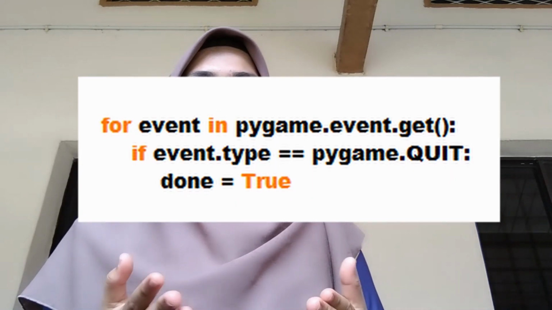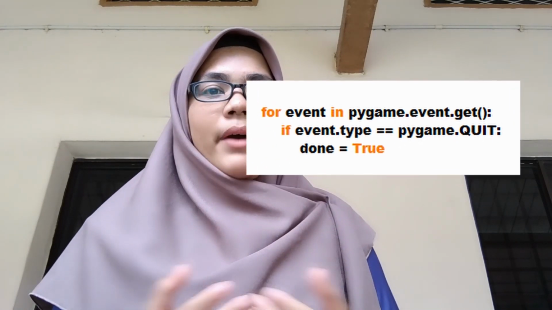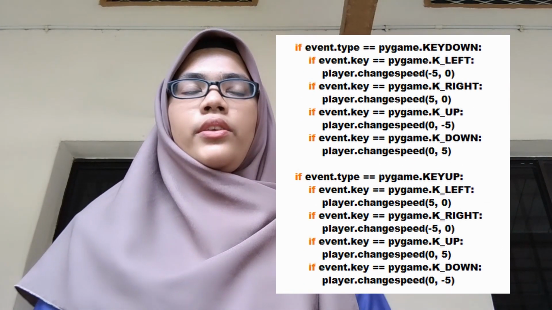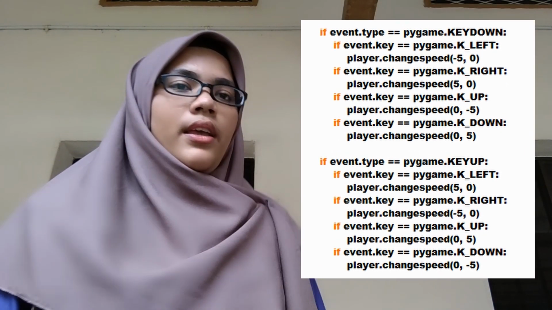Hi, Assalamualaikum. My name is Noor Ashiki. Today, I want to explain the coding for closing our game in Pygame. First, we use this block to set up the quit button. You can look at this example. Next, we use this block to set up the player movement. You can see this example.